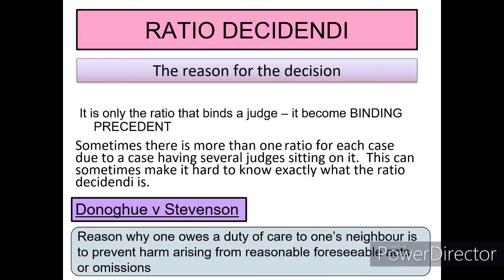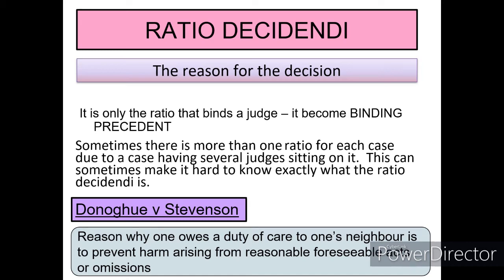Ratio decidendi is another term that you need to know. Ratio decidendi means the reason for the decision, the exact reason for the decision. And it's this reason that becomes binding. So in Donoghue versus Stevenson, yes, a manufacturer owes a duty of care to their consumer because they've got to prevent them from harm. So a duty of care is owed arising from reasonably foreseeable acts or omissions that might cause harm.